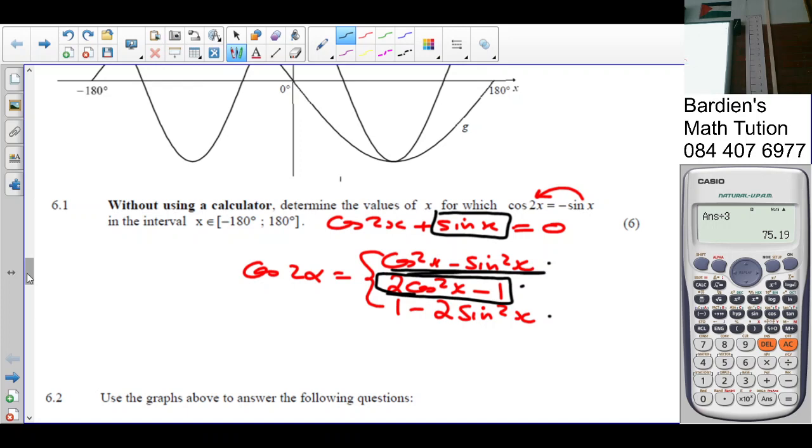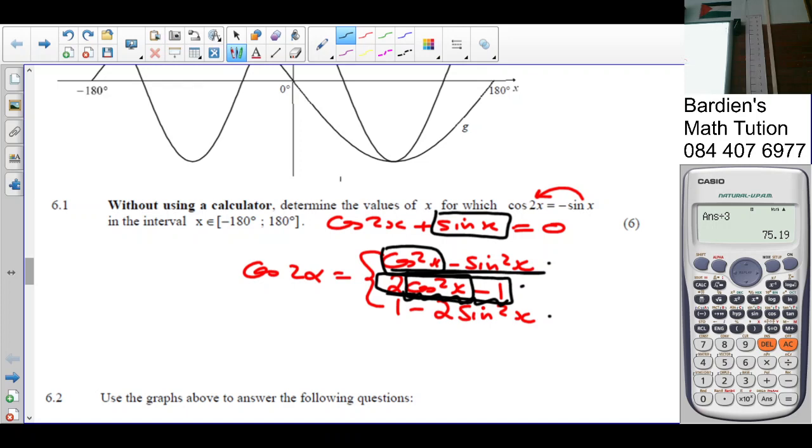Okay? But if you choose the first one, you'd have to change cos squared x to 1 minus sin squared x to form a trinomial. If you had chosen this one here, again, cos squared x is going to be written as 1 minus sin squared x.